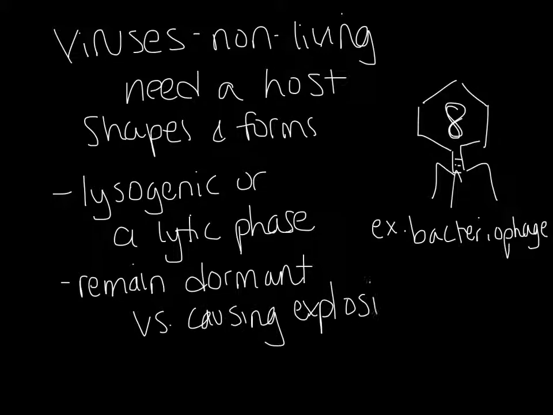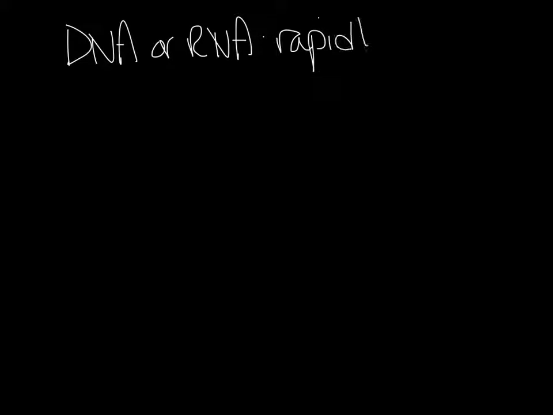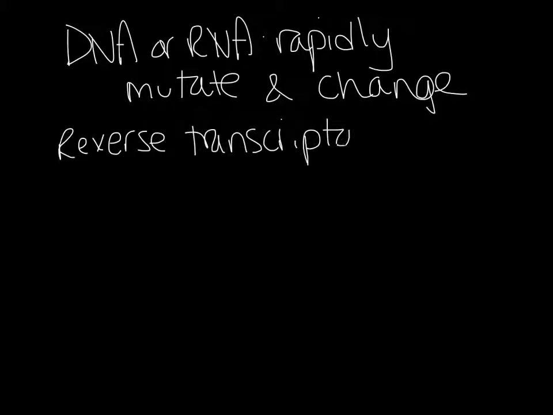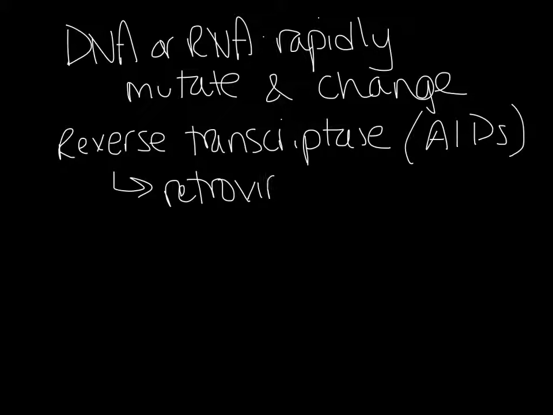So how are these influenced by humans? Since they either have a DNA or RNA core, they can rapidly mutate and change. One of the quick ways they can do that is through an enzyme called reverse transcriptase. Recall an enzyme is a protein that can build or break. This is the really common one in AIDS. It's a retrovirus, which means it works backwards from the central dogma.